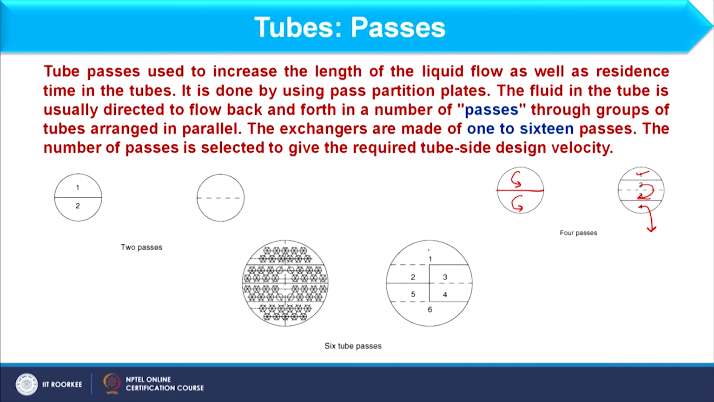The fluid will enter from here, then enter here from the back side, then it will go from here, then it will go to here, and from the next side, because a solid line is there, the partition plate is available over here. From the next side it enters 3 and then 4 and then 5 and then 6, and from here it exits from another side, right. So in this way we can have 6 passes.